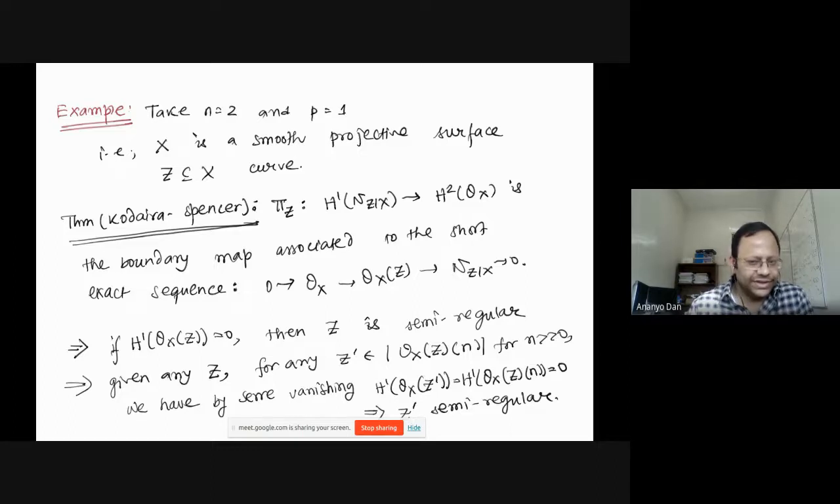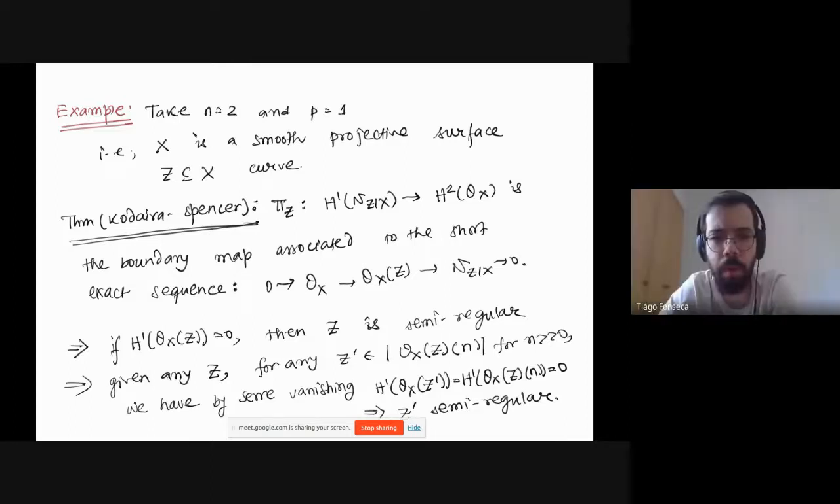This does not always happen. What does happen is that if you take a subvariety and you twist it a high enough number of times, you will end up with something that is semi-regular. So what I mean is that up to a twisting by a high enough ample line bundle, you can make a subvariety into something semi-regular by twisting by something which is sufficiently very ample. Can you just recall what semi-regular means?